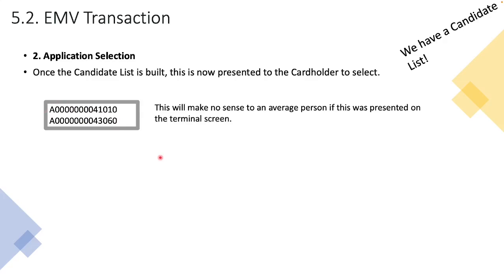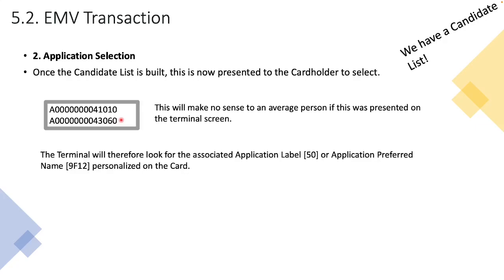Now, this will make no sense to the average person if it was presented on the terminal screen. For all of you who've been through this EMV course, you are not average people. You are EMV superheroes, so you understand this. But for the average layman, a string of letters and numbers is absolutely meaningless. So we've got to present it to Bob and to the other mere mortals in a way that's going to make sense to them, right?